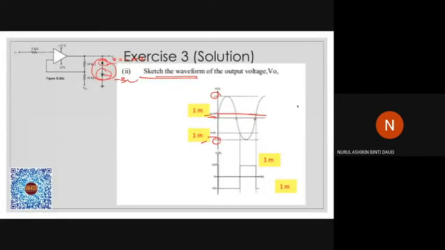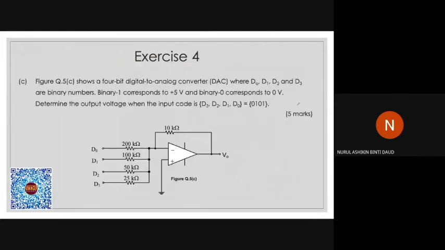Alright, so this is for exercise 3. Let's move faster. And then this is for exercise 4. So exercise 4, this is the op amp. You can see that there are lots of input voltages here. The input is at the inverting, and there are lots of input signals here.